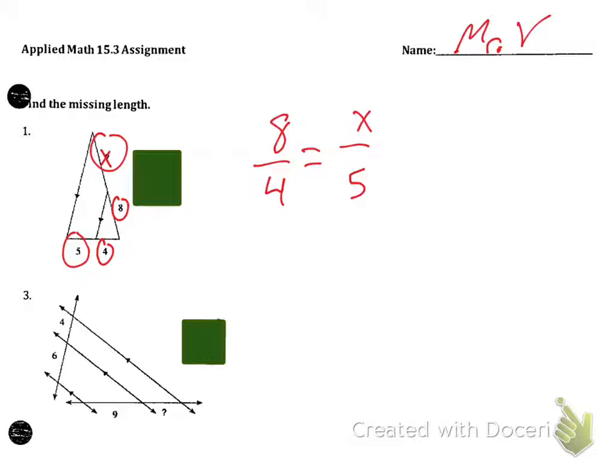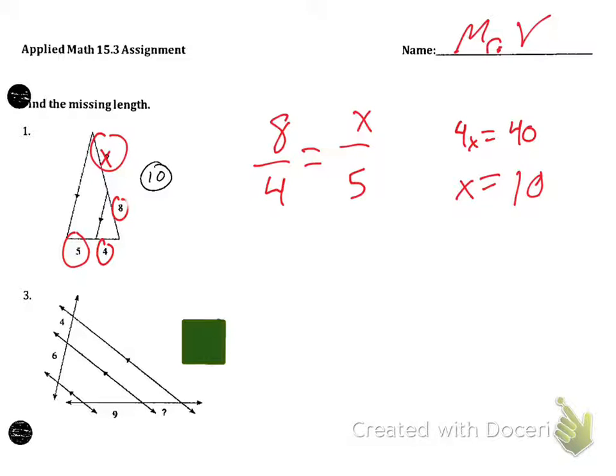x/5. So then I would get 4x is equal to 40. Divide that, and I'll get x is equal to 10. Let's see if I'm right. We're good to go.